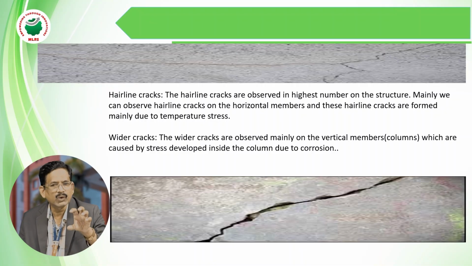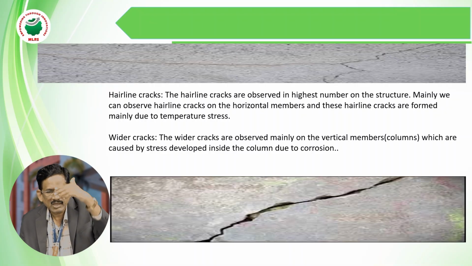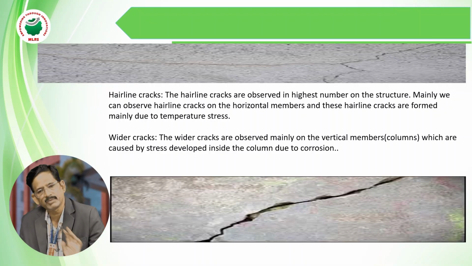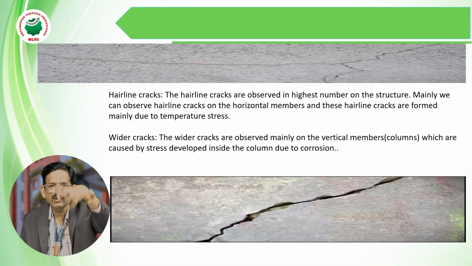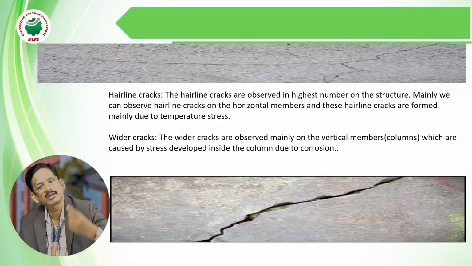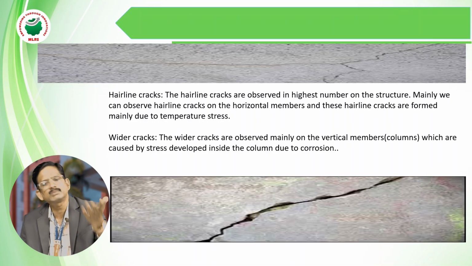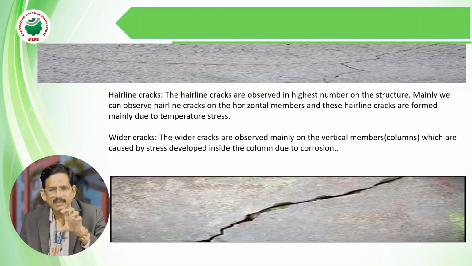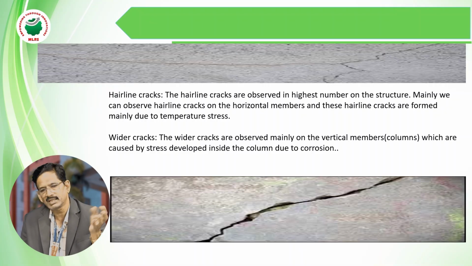Whatever the load acting on the slab, it will transmit to the beam itself. Whatever the load coming from the slab to the beam is transferred to the column itself. Whatever the loads coming from the slab, beam and column are equally transferred to the particular footing itself, either isolated footing or combined footing or raft footing or whatever the footing. This is the load transfer mechanism in buildings. That's why hairline cracks are mainly formed on the horizontal members, that is the beams. These occur because of the thermal stresses only.